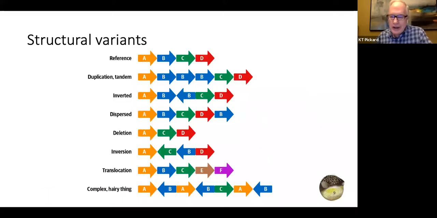I mentioned structural variants. So these are all the kind of ways that you can move things along. Along the top line, you'll see the reference. So these are different genes, A, B, C, D. And I won't go through all of them, but I think it gives you a sense of the tremendous number of ways that you can rearrange these things, from inversions to deletions to, I love this bottom one, a complex, hairy thing. And I think that's the technical description when you can't bucketize the variation into one of those pieces. So lots of different ways that these things happen.